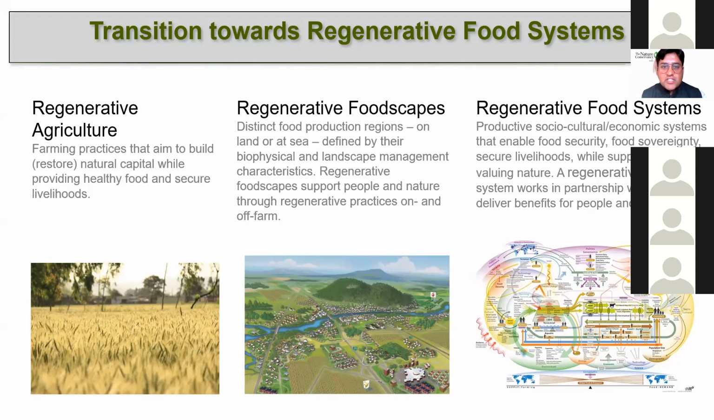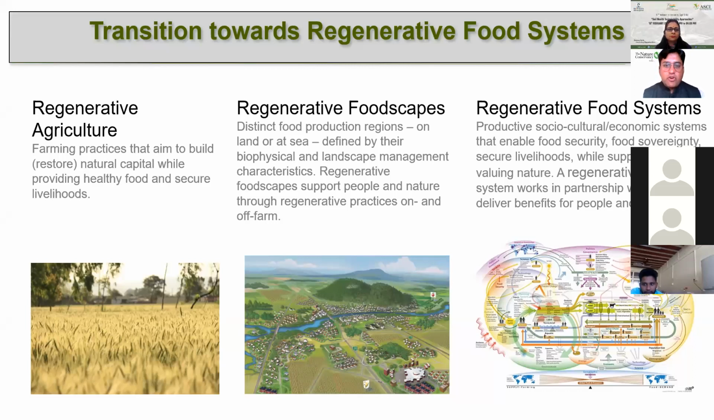When I talk about foodscape, it's a distinct food production region, for example, Punjab and Haryana. It may not be limited to land, but at sea also, so that it covers the other parts like fisheries and aquaculture, which have more or less the same characteristics. And we want to move towards developing this as a whole socio-economic regenerative food system, where both nature and people benefit, a win-win proposition for both.